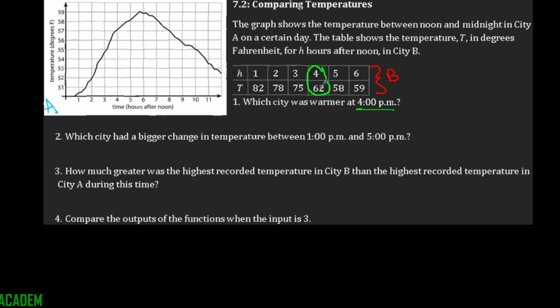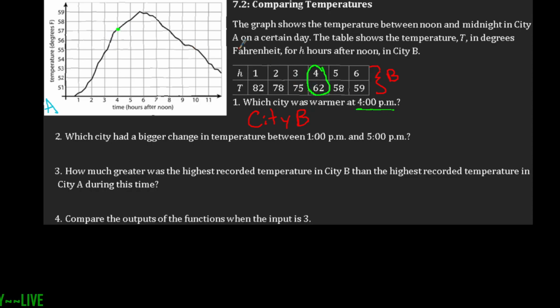At 4 p.m. it is 62 degrees in city B, and 4 p.m. on our graph is going to be that point right there. So we're going to say, let's do it in red still, let's say city B is warmer at 4 p.m. Because if we look or compare, we're saying just over 57 degrees for city A versus 62 degrees for city B.